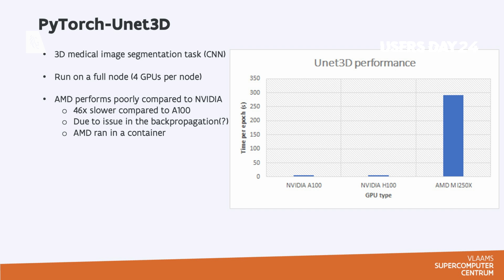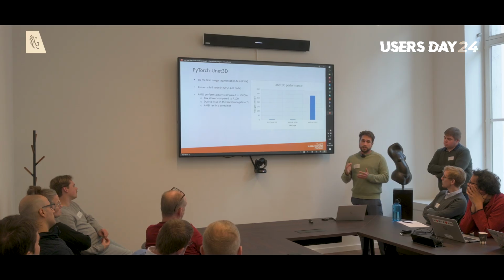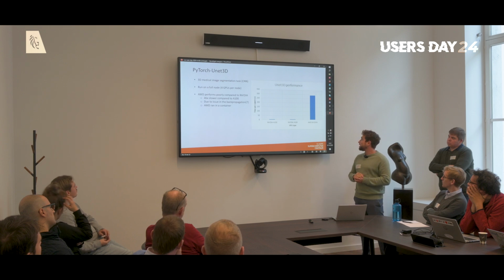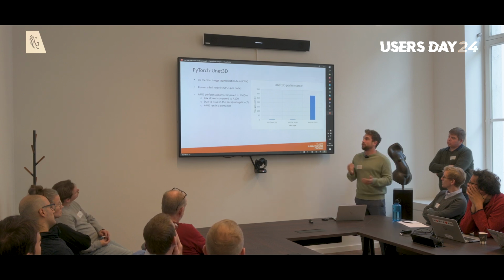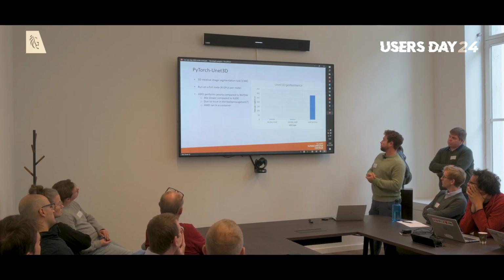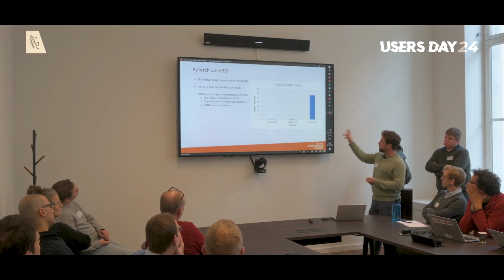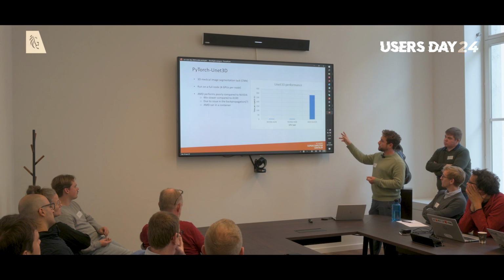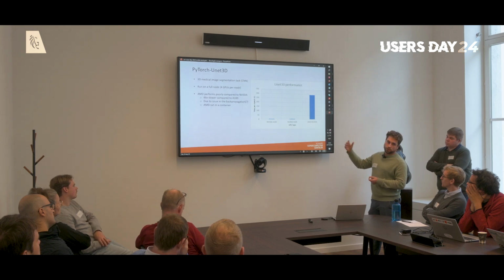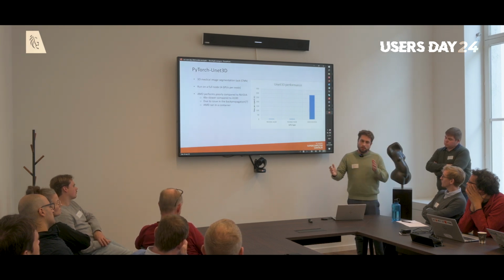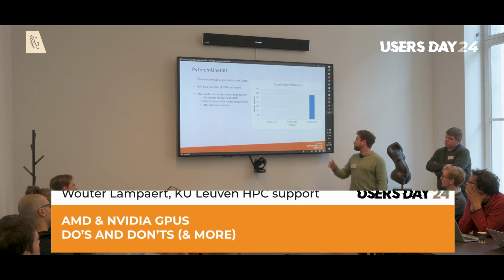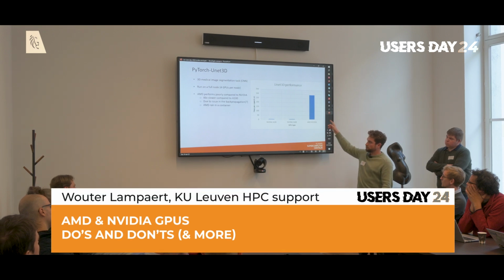And here we see that the MI250X has a really bad performance, about 46 times slower compared to the A100s. We had a bit of a look inside the code, and we see that the issue happens somewhere in the backpropagation. What exactly we did not find, and we also did not do any fine-tuning to the model to increase the performance, of course. One difference is that the AMD was run in a container in this case, while the NVIDIA runs were just with system installed software. We expect a small difference there, but it for sure does not explain the large difference we see here.